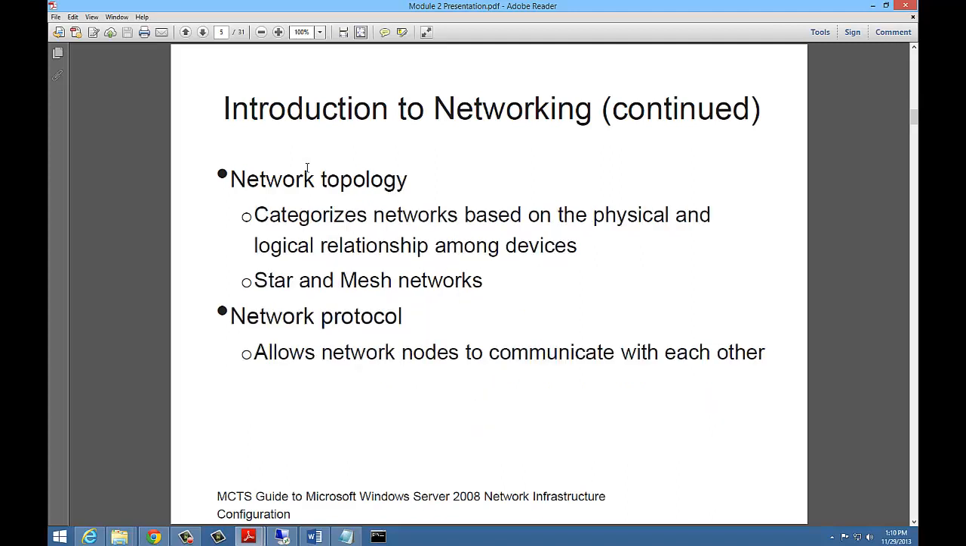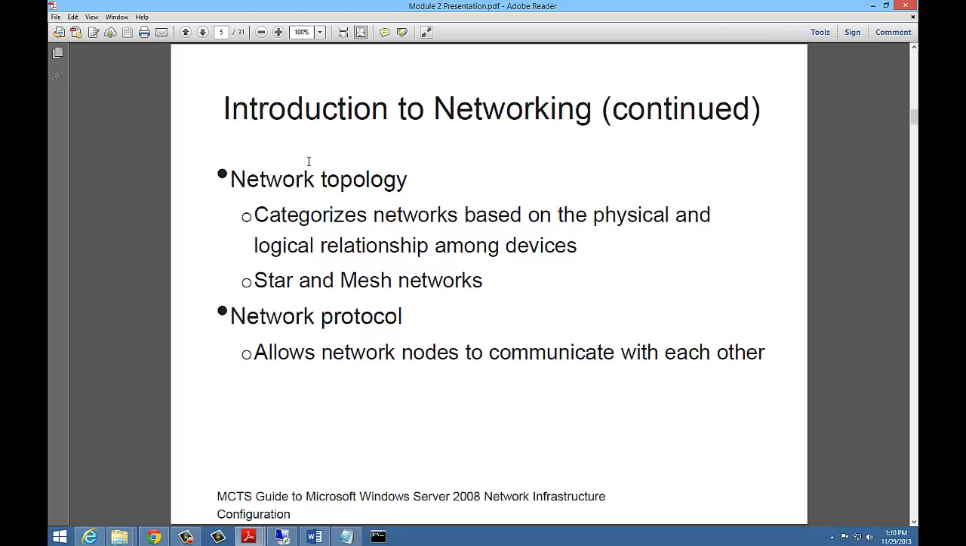Topology categorizes networks based on the physical and logical relationship among devices. There are multiple different ways you can connect computers to each other, and two of the ways that are fairly common are the star and mesh networks. A star network would be where you have a hub or switch where all the other computers and switches and routers and firewalls all plug into. A mesh network would be where every device is connected to every other device. Of course, that can get very expensive, so it's not as well used as the star method.